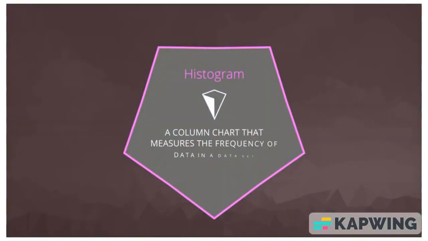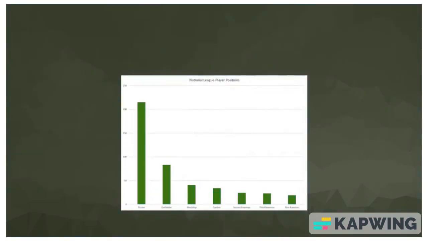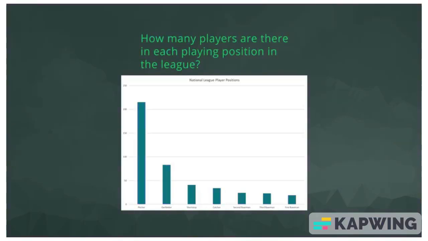A histogram is a column chart that measures the frequency of data in a dataset, and specifically groups numerical values into bins we define. Recall that we previously created a column chart to compare counts of categories within a dataset. This kind of chart answers a question like, how many players are there in each playing position in the league?